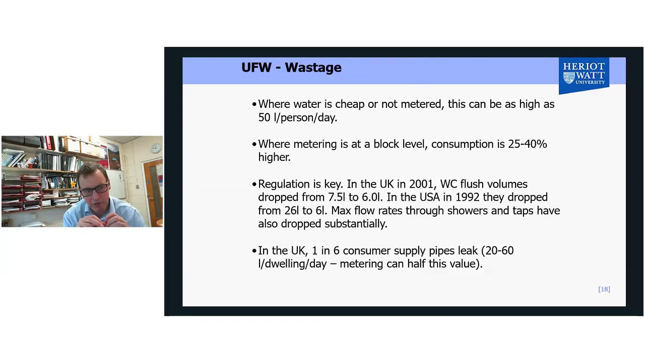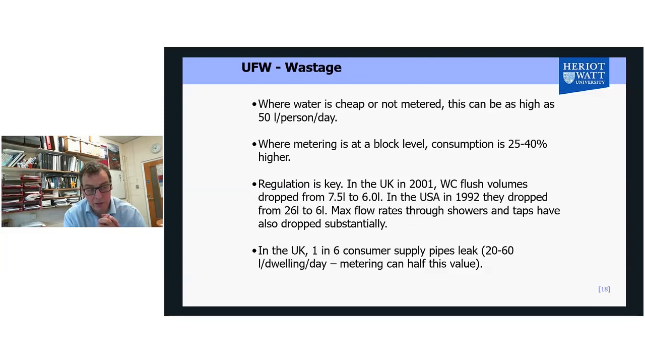Regulation is key. In the UK in 2001, WC flush volumes dropped from 7.5 to 6 litres per second. In the USA in 92, they dropped from 26 to 6 litres per second. And maximum flow rates through showers and taps have dropped substantially since that time as well. So there's less waste in properties because we've got more water conservation measures embedded into regulation.